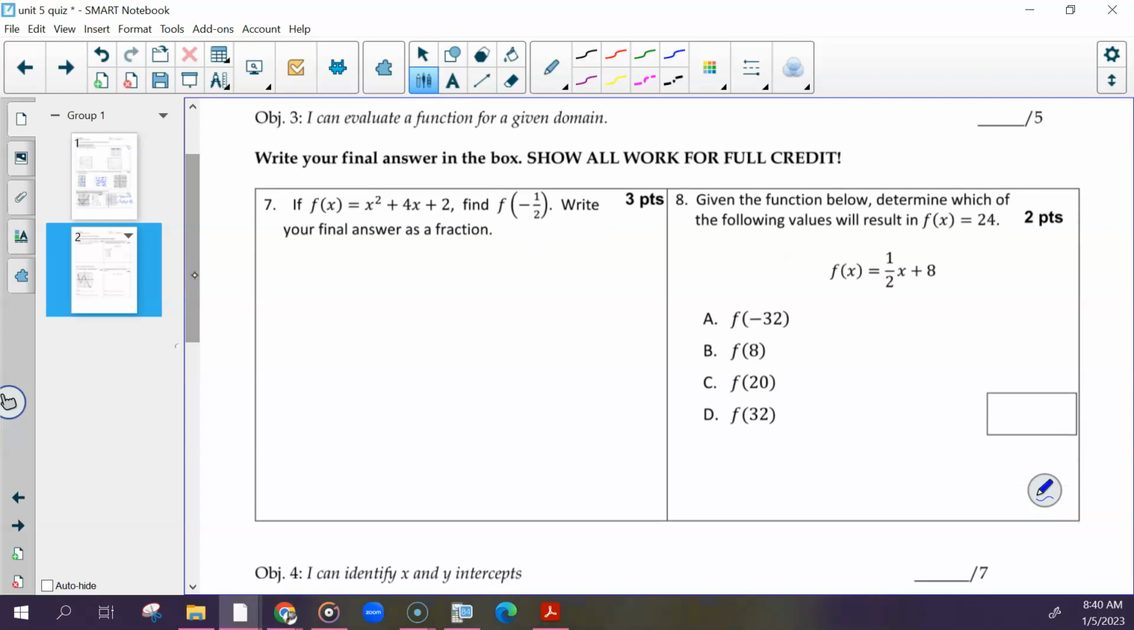Double check your math when you get to questions like 7, and I realize that these are numbered wrong, but disregard that. So you should have put -1/2 in for all your x's. Make sure you're using parentheses, especially if it's a negative, because some of you didn't and it ended up with a wrong answer.